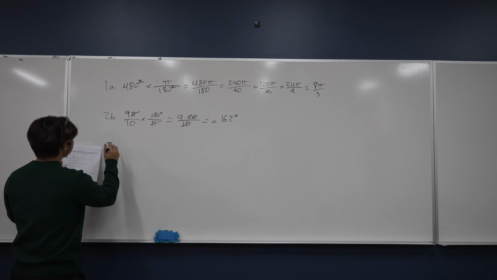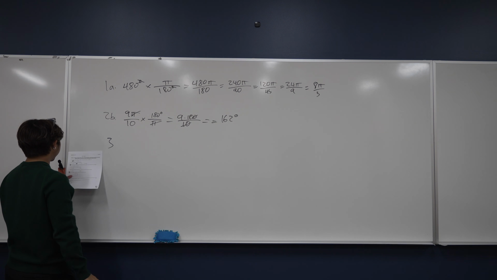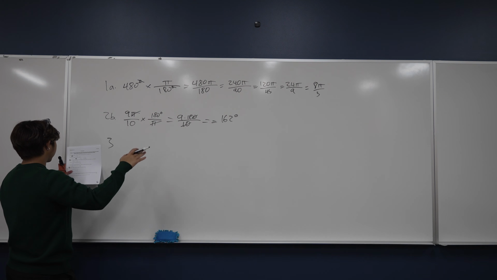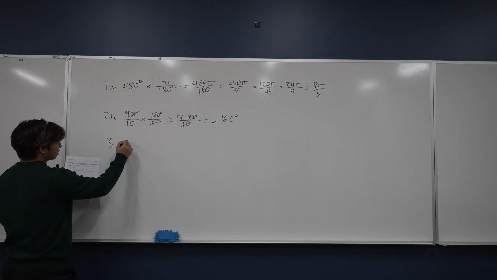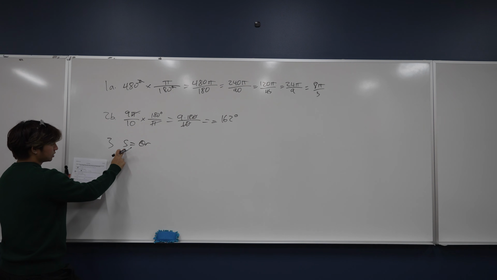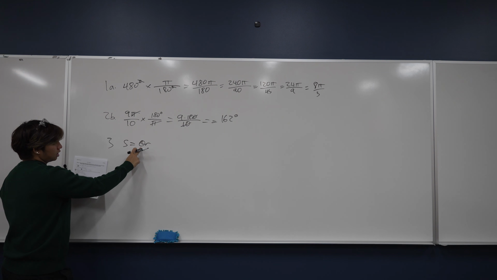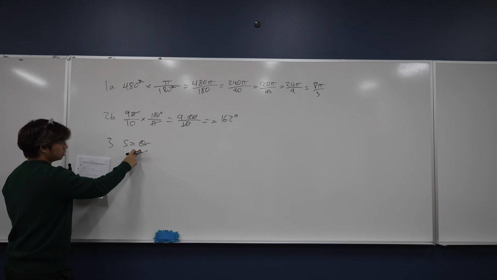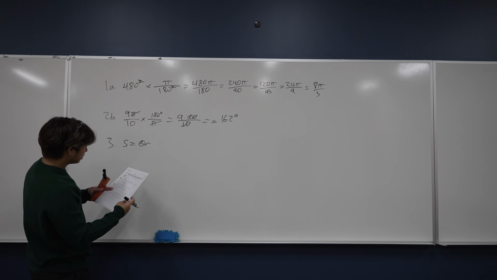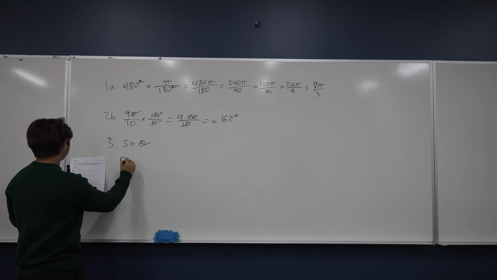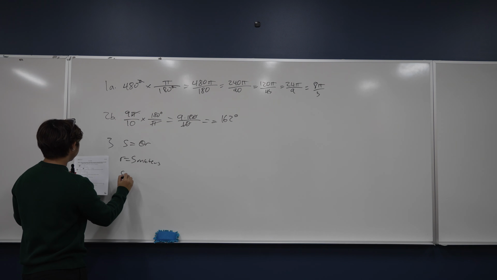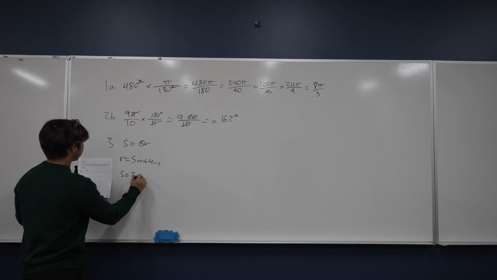Okay, let's move on to number 3. We have: find the radian measure of the central angle of a circle of radius r that intercepts an arc length of s. So this is really just saying we're using s is equal to theta r, right? So s is our arc length, our theta is our angle measure, and r is our radius. So this is an angle measure in the end. They gave us that r is equal to 5 meters, and s is equal to 2 meters.